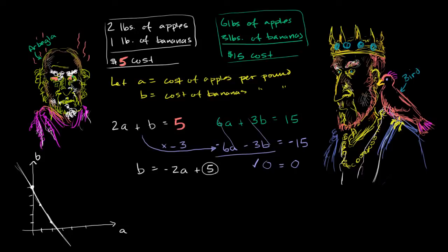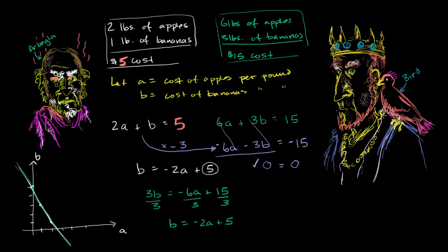Now let's graph this second equation. If we subtract 6a from both sides, we get 3b is equal to -6a plus 15. And now we could divide both sides by 3. We are left with b is equal to negative 2a plus 5. Well, this is interesting. This looks exactly the same. Our b-intercept is 5, and our slope is negative 2. So this is essentially the same line. So these are essentially the same constraints.